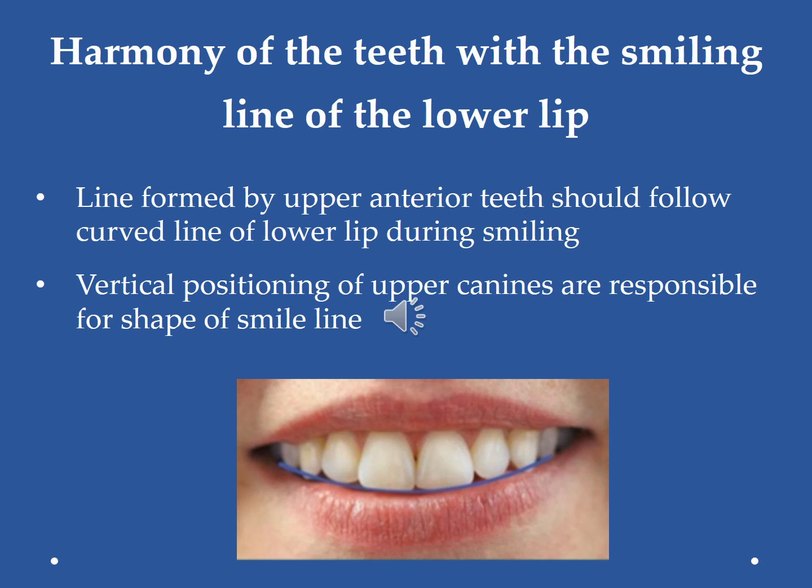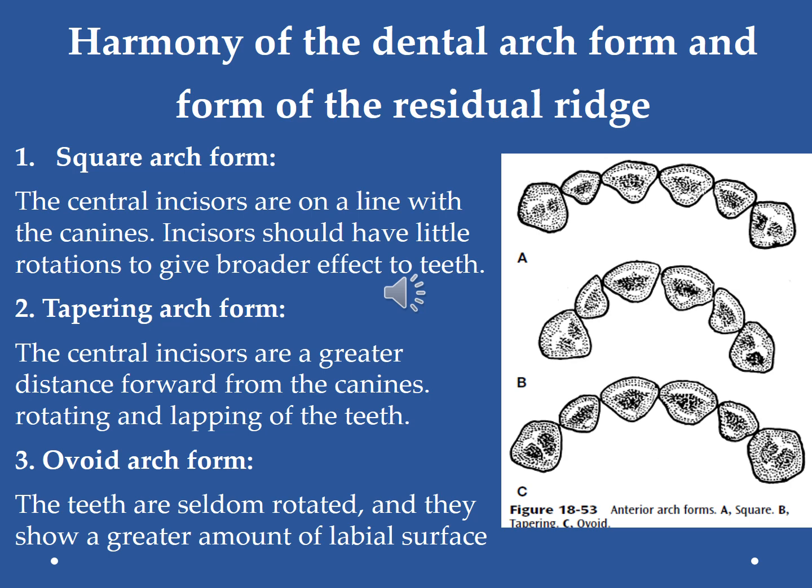After setting, there should be a harmony of the teeth with the smiling line of the lower lip. So when a line is drawn connecting the upper anterior teeth, this line should follow the curved line of the lower lip during smiling. And as we said before, the upper canines are responsible for the shape of the smile line because they make the vertical stops at the corner of the mouth. We talked about this before, that the shape of the arch should be in harmony with the setting of anterior teeth. So for each arch shape, there should be a special teeth setup.